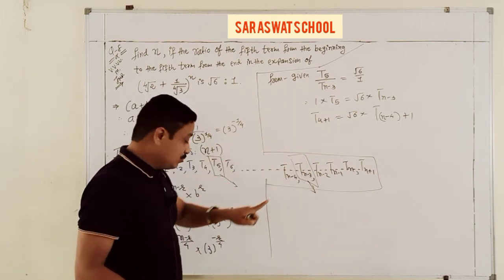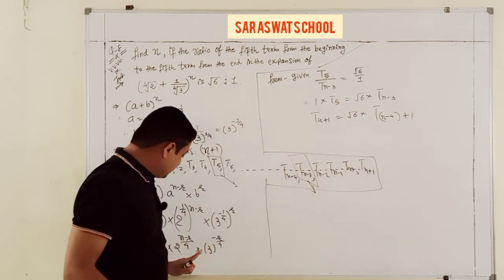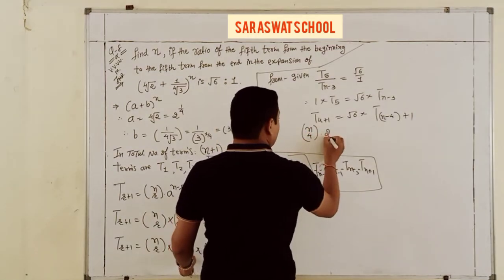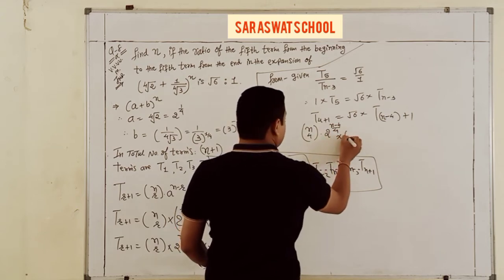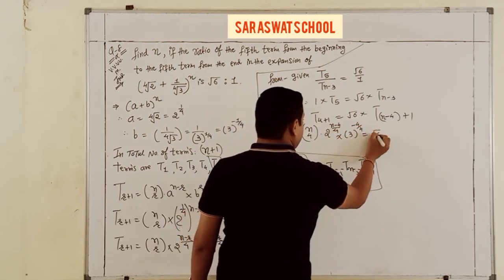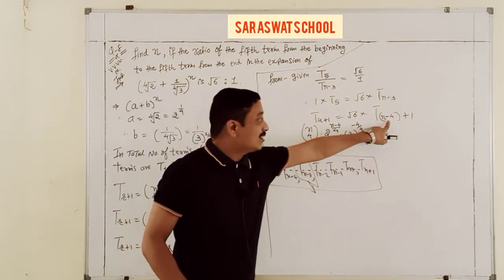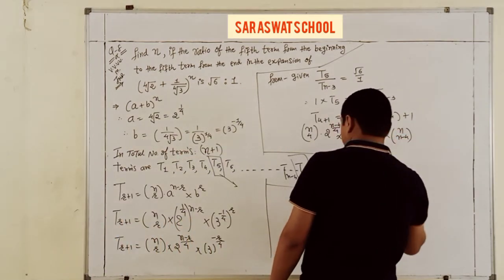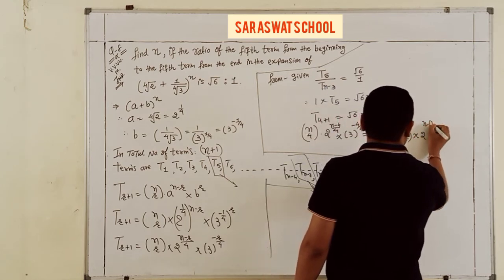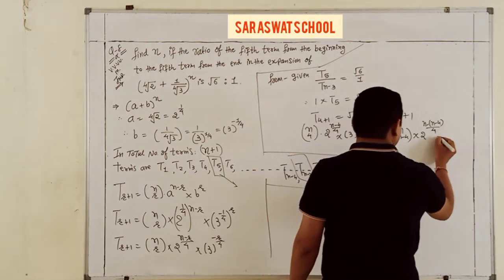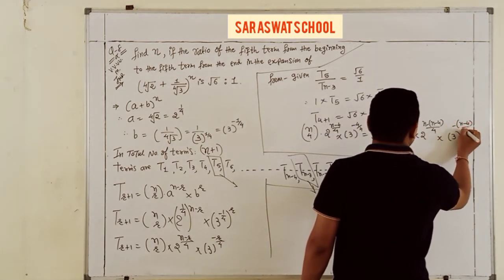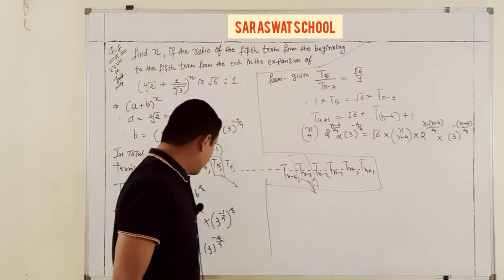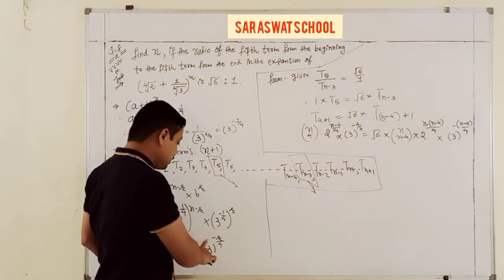Now here r is 4, putting that. And there r is n minus 4, putting that. So first starting: nC4, r becomes 4, 2 raised to (n minus 4) by 4, 3 raised to minus 4 by 4. And here also the same, but r this time is n minus 4: nC(n minus 4), 2 raised to (n minus 4) by 4, and 3 raised to minus (n minus 4) by 4. Again, r I am taking as n minus 4 for comparison, so n minus 4 applies here and here also.